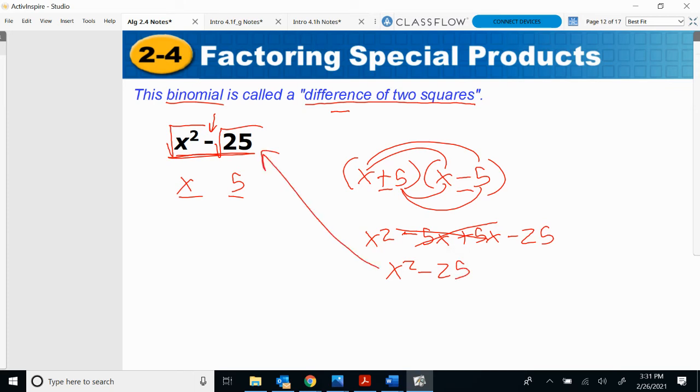So this type of problem here, if you can take the square root of both of those, it ends up being this difference of two squares, we call it, and we know it's going to look like that right there. All right, let's try a few more examples and see what we got.